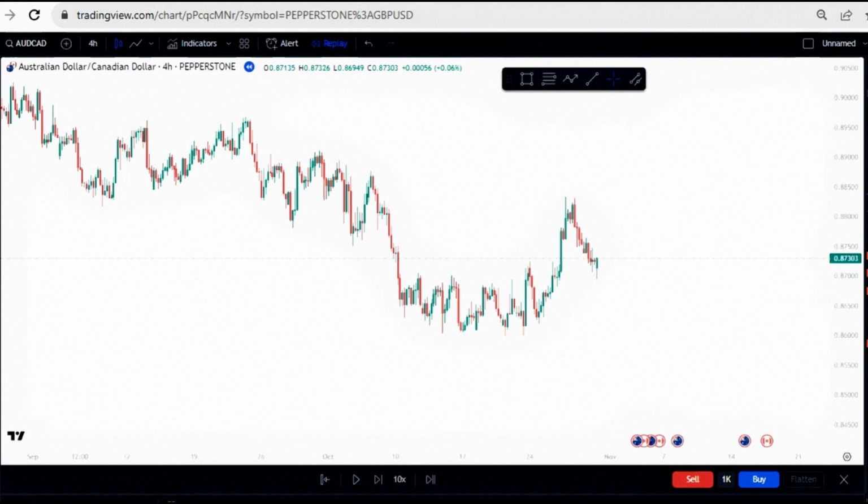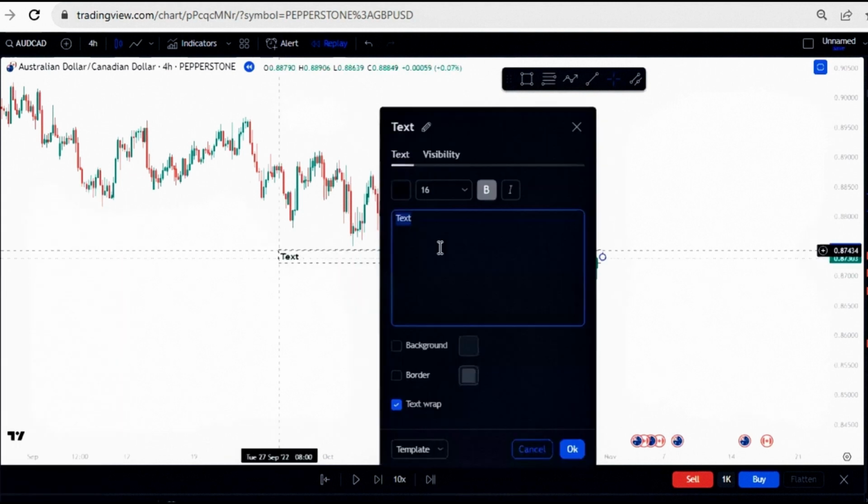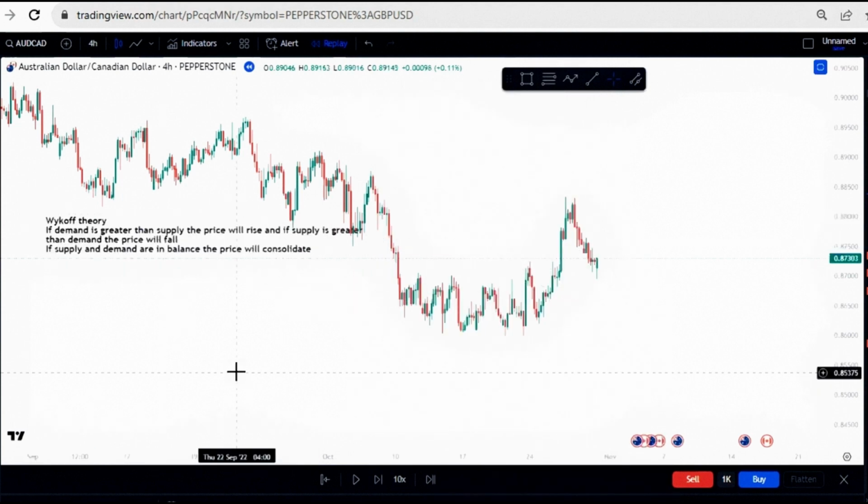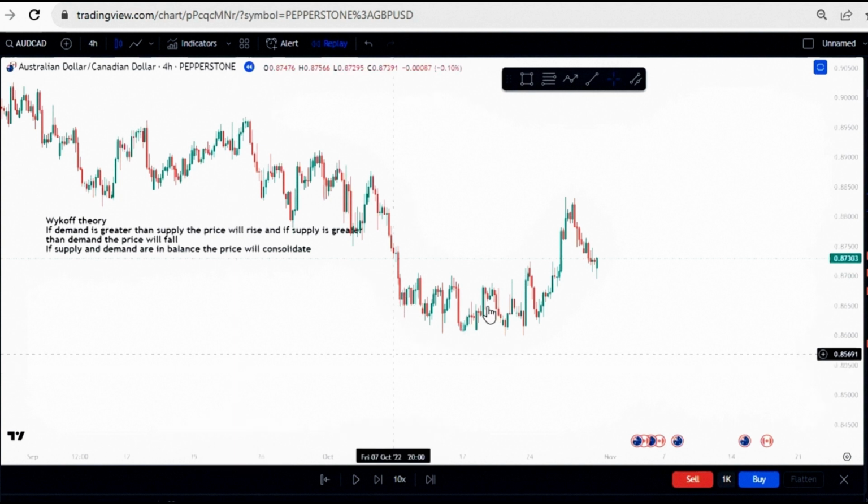But before we continue, we need to understand the Wyckoff theory about this supply and demand zone. The Wyckoff theory about the supply and demand zone states that if the demand is greater than the supply, then the price will rise. And if the supply is greater than the demand, the price will fall. And if the supply and demand are both in balance, the price will consolidate, like in this example here.